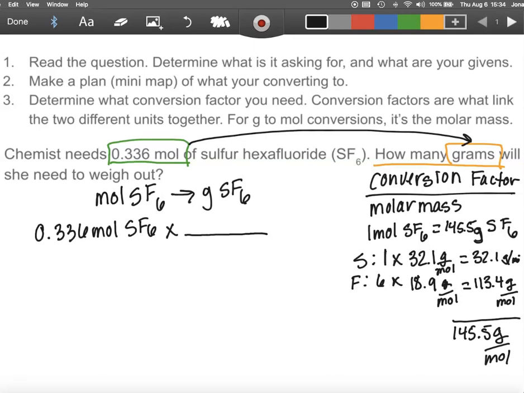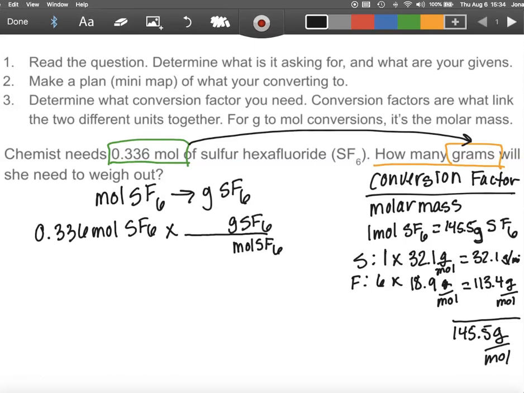All right, let's go back here to our fraction. We have 0.336 moles of sulfur hexafluoride. I need to cross-cancel this mole of SF6, so I have to have a mole of SF6 down here. If you were in my regular chemistry class, I said that your units always have to match diagonally when you're doing a conversion. And then what's going to be up top is what the question was asking. So we're going to need to have grams of SF6 up here.